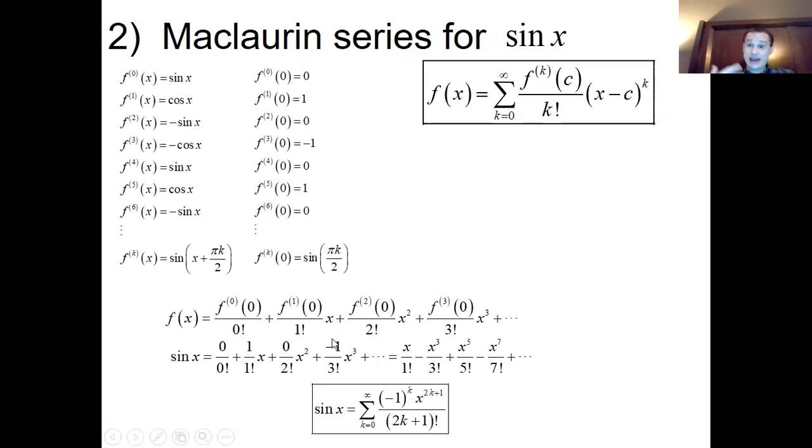And then it keeps repeating, correct? Every 4 it repeats. So let's see what we have here. Well, this is just 0. 0 divided by 1, 0 factorial is 1, is 0. So there is no constant term.